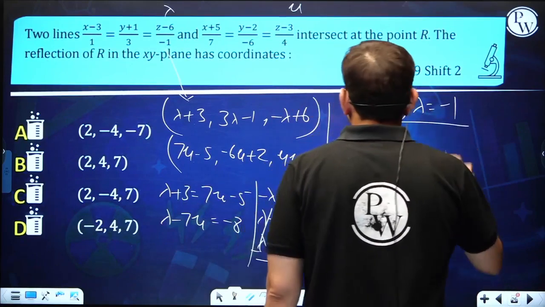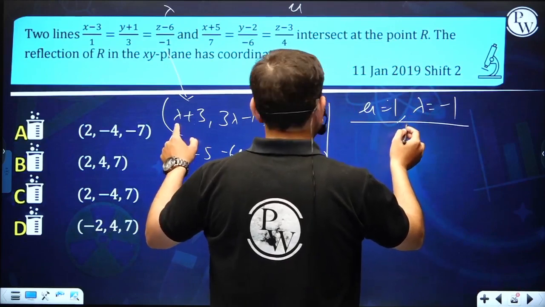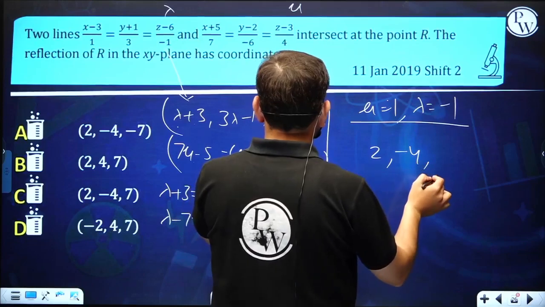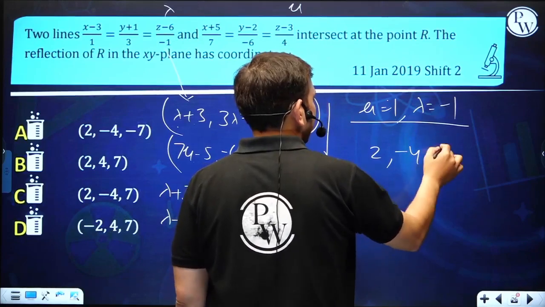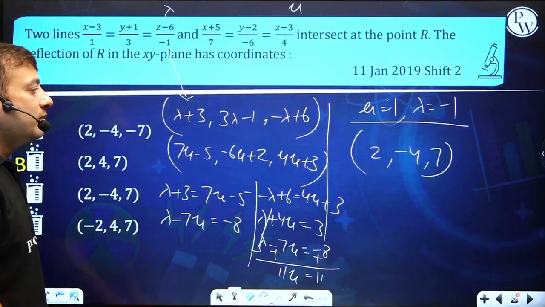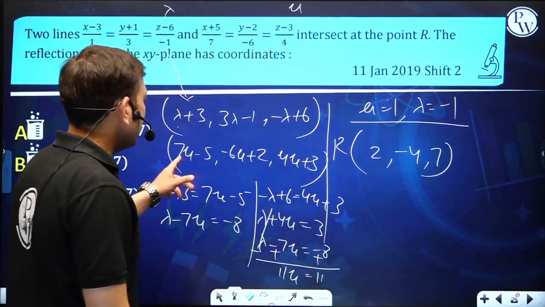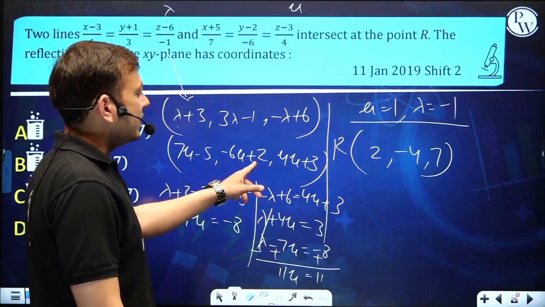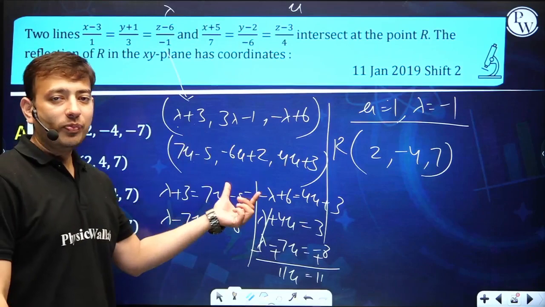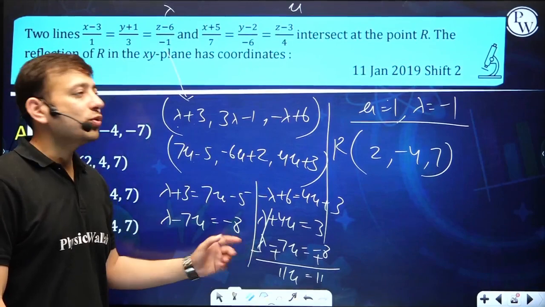So that means the point, if you put lambda equals minus 1, will be 2, minus 3 minus 1, that is minus 4, and lambda plus 1 plus 6, 7. Sir, 2 comma minus 4 comma 7. This will be your point. So this is your R point. You can substitute the mu value also: 7 minus 5 is 2, minus 6 plus 2 is minus 4, 4 plus 3, 7. You got the intersection point. So in this way, get the general point. If they are intersecting, they will be equal. Two equations, two variables.